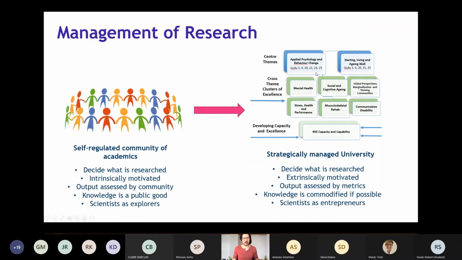So, overall, these provide some examples of how the management of research has shifted from perhaps something that was for the most part managed by academics to something that is managed by the university.